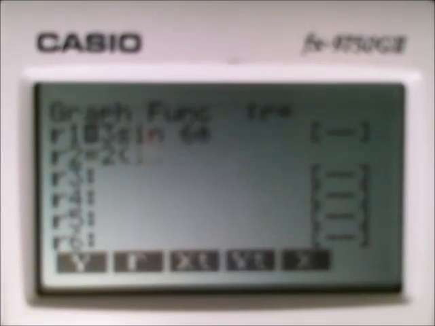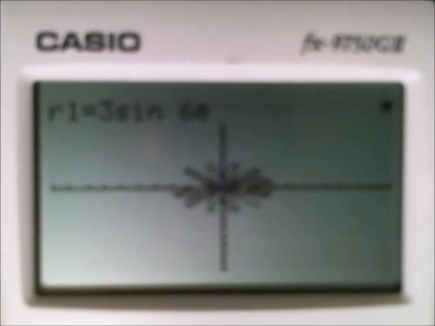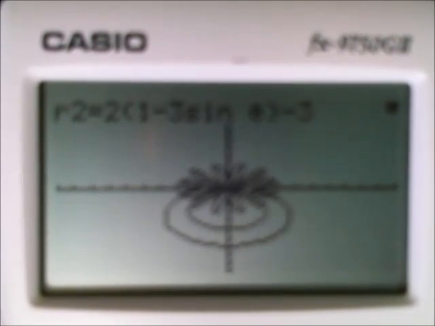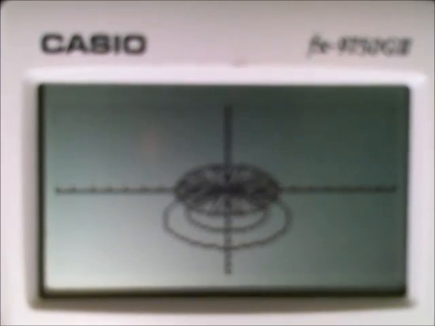You can also combine polar graphs to form unique pictures, such as a diamond ring. And with a little bit of practice, you can create some very unique pictures.